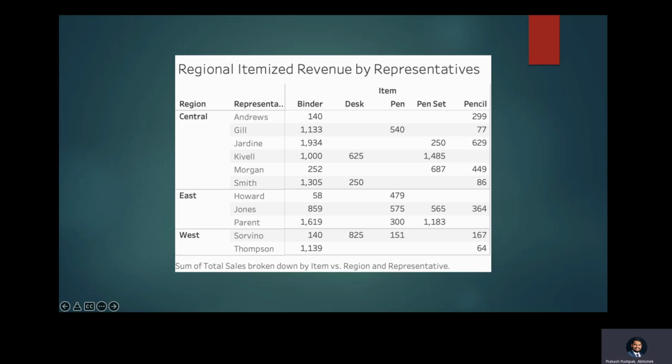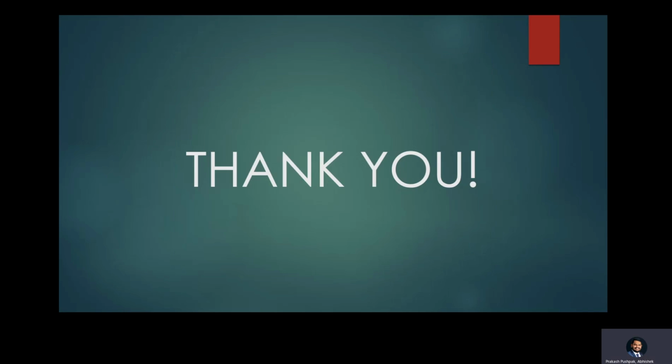Howard has sold $58 worth of binder, and Parent has sold $1,619 worth of binder again. And in the West region, the lowest is Sorvino, $151 worth of pen, and the highest is Thompson, $1,139 worth of binder.